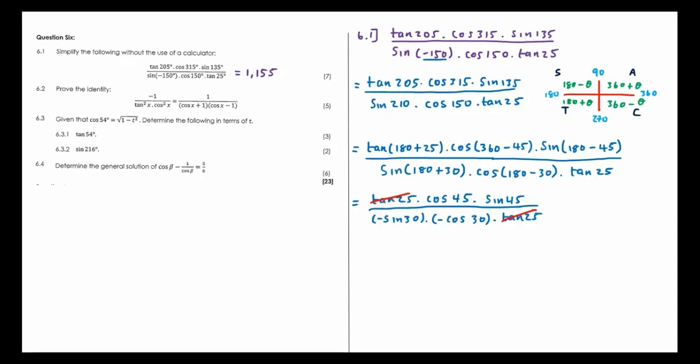So cancelling that leaves me with cos 45 times sine 45 over, then here I have those negatives, so I'm going to multiply them. Negative times negative gives me positive, so I have sine 30 times cos 30. Now when you get here, these are special angles, right? So special angles are the angles, let me just write them there. Special angles are 30, 45, and 60.